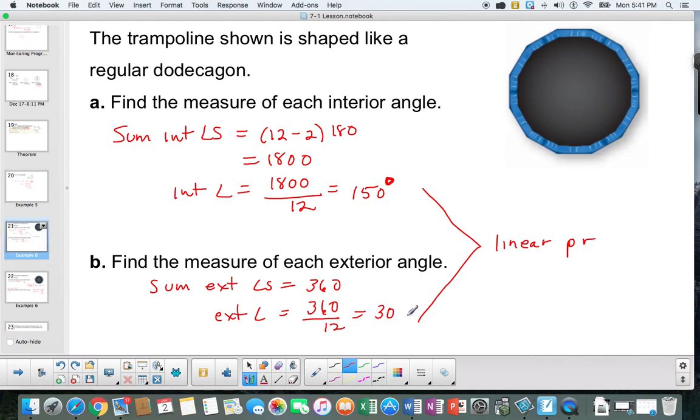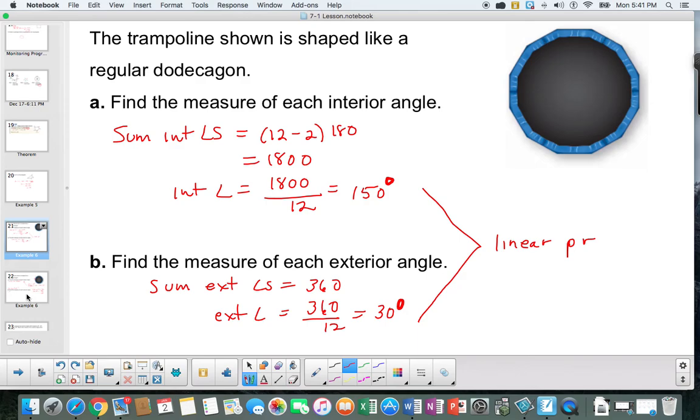Now, to find the measure of each exterior angle, I know the sum is 360. I take 360 and divide by the number of exterior angles, which is 12, and I get 30. I want you to notice that 150 and 30 are a linear pair. They add up to 180.